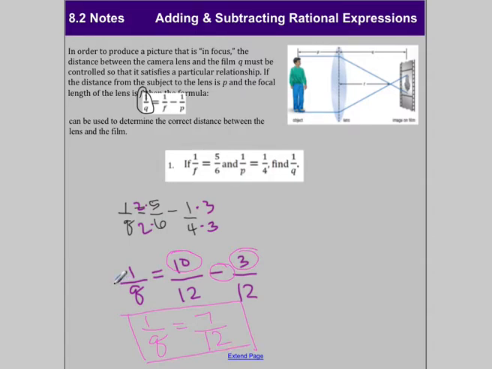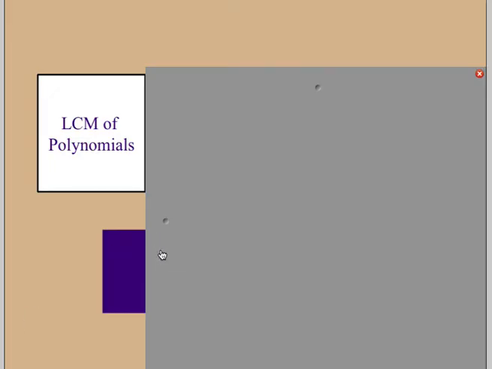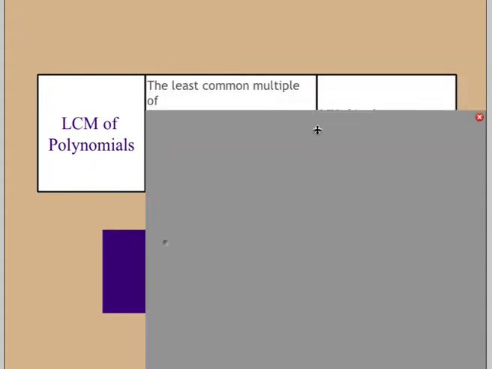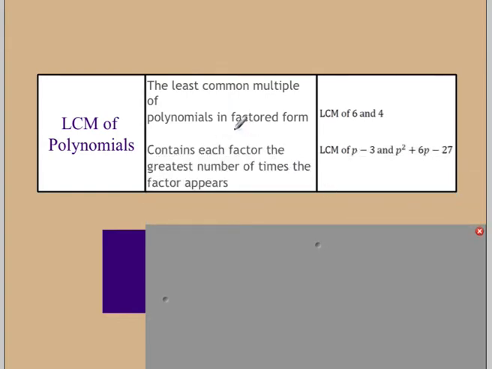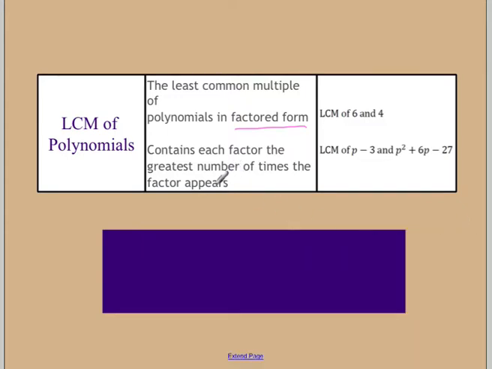So we're going to be doing this today with rational expressions. So, least common multiple of polynomials. That was the value that I found, the least common multiple between 6 and 4 for my denominator. So we're going to need to be finding a least common multiple this time of polynomials. In order to do this, make sure the polynomial is in factored form. That will help out. And it contains each factor the greatest number of times the factor appears. Okay, so it sounds a little confusing, but I'll make it make sense in just a second when we look at an example.